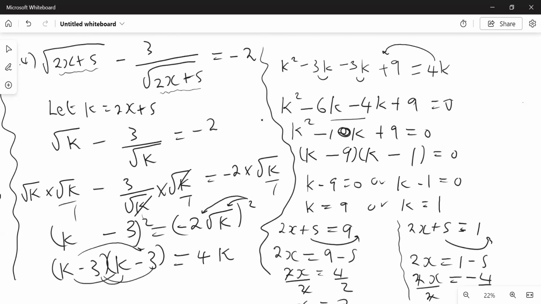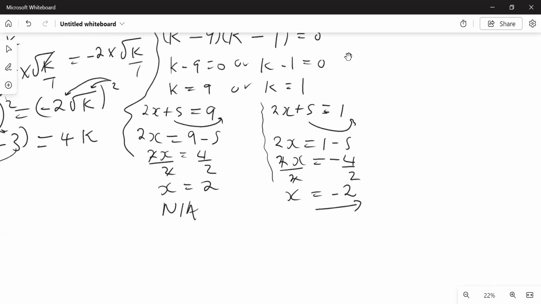Then we checked negative 2, and we got negative 2 here, which means the left hand side was equal to the right hand side. So negative 2 is the correct solution for us, guys. We were actually testing.